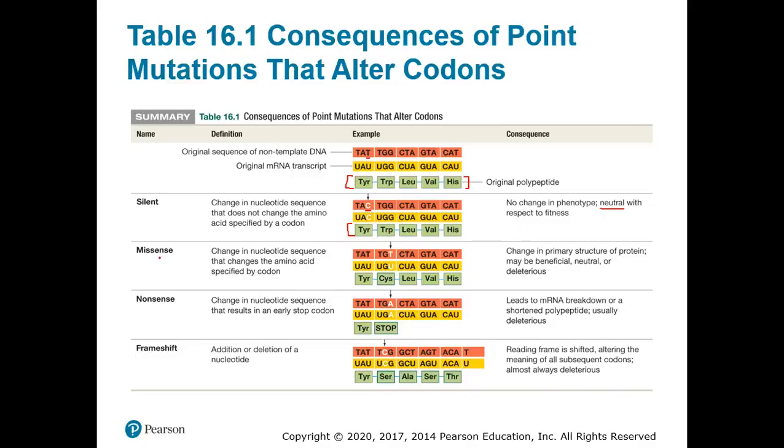Now, next type, missense. Here's a mutation. We have a T instead of a G, and it did change our amino acid.